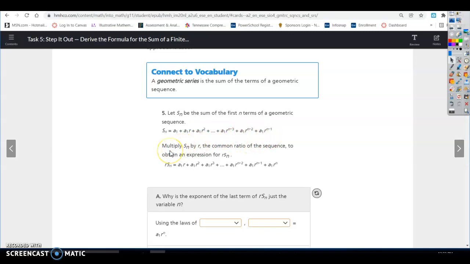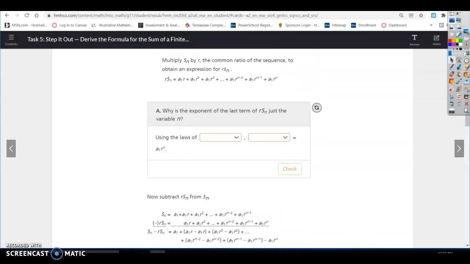Alright, so multiply S sub n by r, the common ratio of the sequence, to obtain an expression for r times S of n. Alright, so if we do that, we get a similar expression here. So r times S of n is going to be your first term times r, which is just slightly different than the one up here. And then a sub 1 is r squared. So again, just times the common ratio one time, which is what this means if we multiply the whole thing by r, the common ratio.